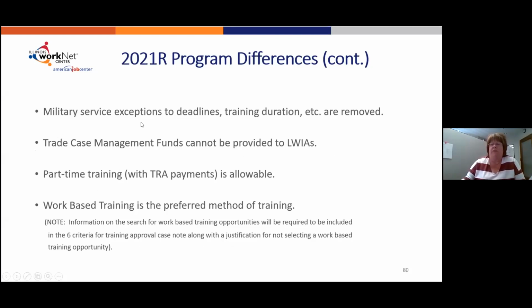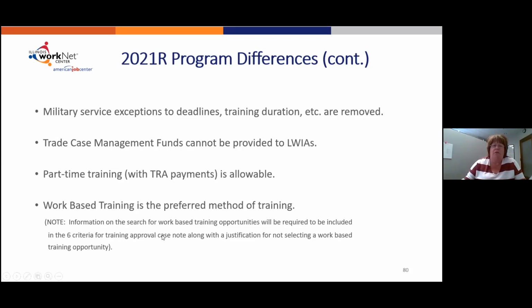The military service exceptions to deadlines, training duration, etc., are removed. Trade case management funds cannot be provided to the OES to assist in providing services to those. We will fund those under another funding mechanism. Part-time training with TRA payments is allowable. That determination as to whether they will receive those will be made by IWDS, not us. And work-based training is the preferred method of training.